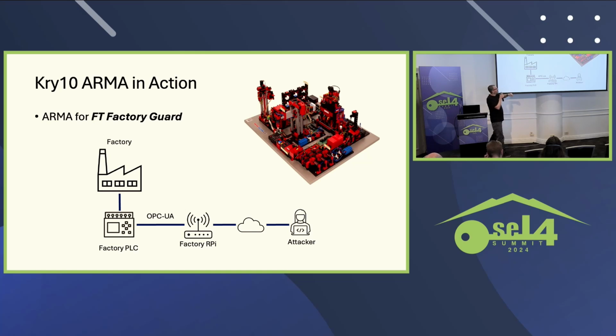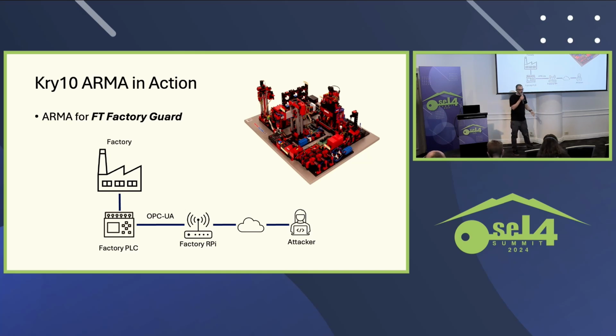The general architecture of the factory is we have the machines, all the red bits, the things that move, and they're controlled by a PLC, a programmable logic controller that runs the code that controls these things. The PLC communicates with a Raspberry Pi that's part of the factory, and that acts as a dashboard. The Raspberry Pi gives you a web-based dashboard that you can control things from.